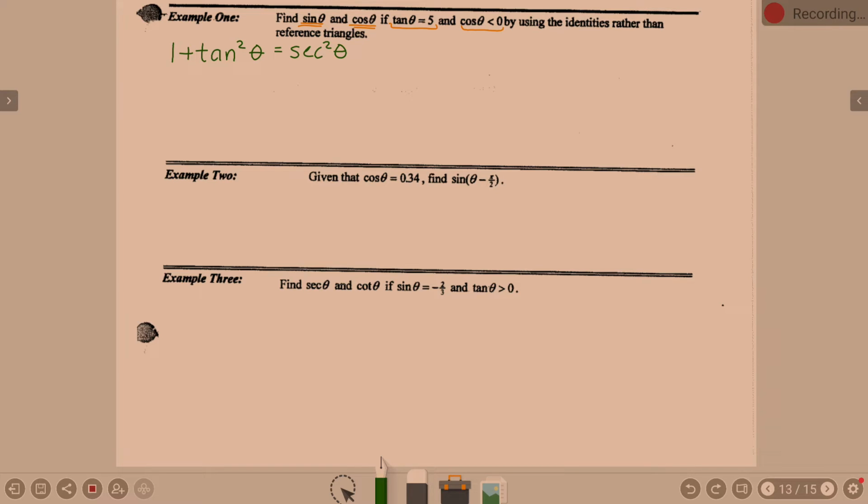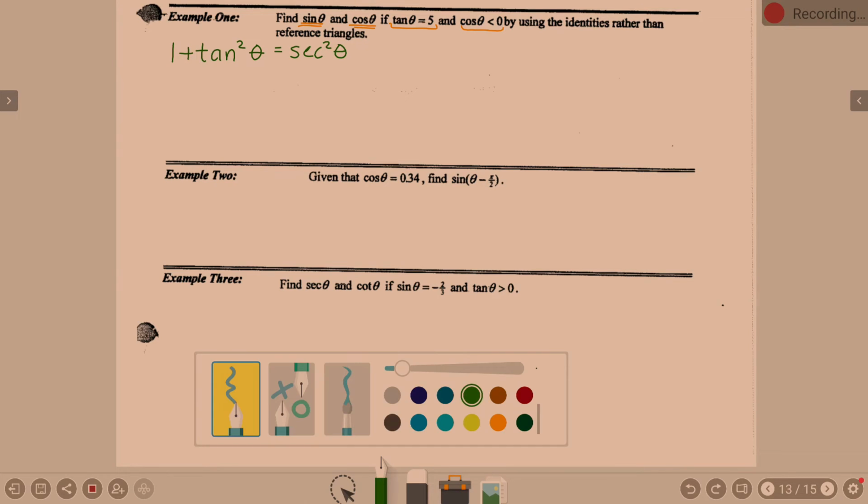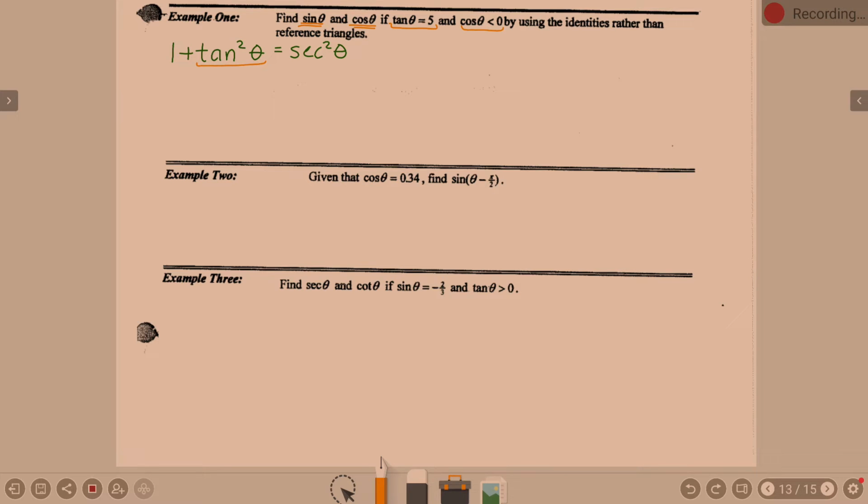So, now what we know is we know tangent. And what do we know tangent to be? 5. If tangent is 5, then tangent squared is 5 squared, or 25. So I'm going to write this as 1 plus 5 squared equals secant squared of theta. 1 plus 5 squared is 26. I'm going to flip-flop this. Secant squared of theta equals 26.